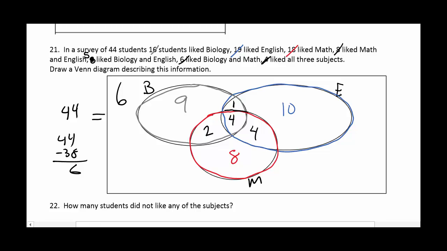Anyway, so number 21 is to label the Venn diagram, so that part's done. And number 22 is how many students don't like any subject, and then that's just picking the correct number, and that's where the 6 comes in.